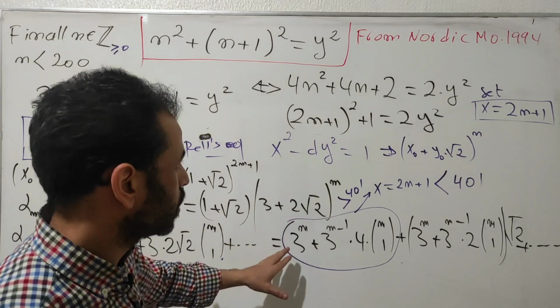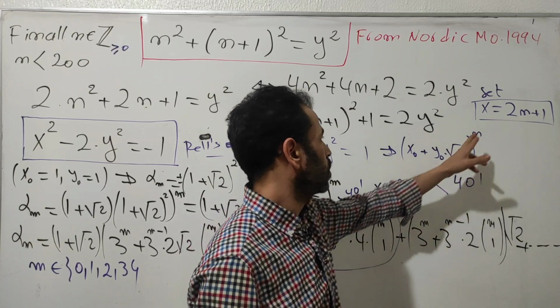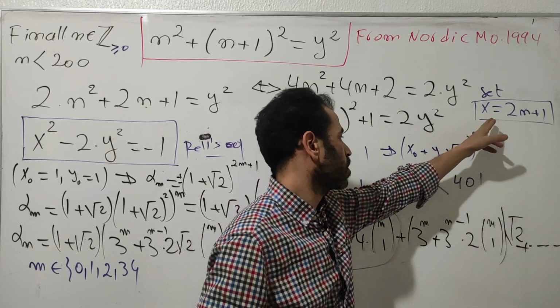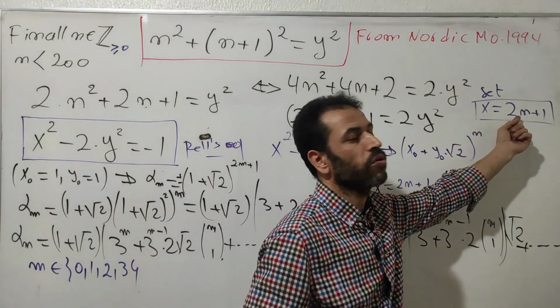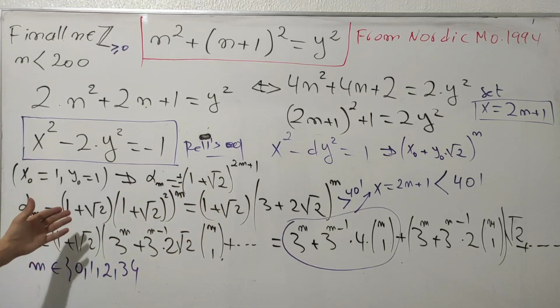You are making the comparison between this term and this term, because x is representing this term, which is written in terms of n, which is required to calculate. Now let's get rid of this one and take the necessary solution for this equation.